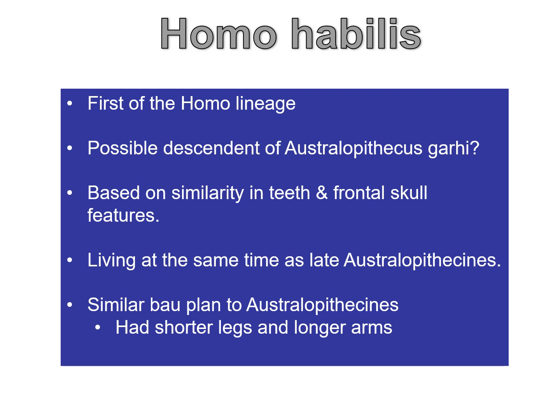He's a possible descendant of Australopithecus garhi. We don't really know, based on similarity in the teeth and frontal skull features, but he was also living at the same time as late Australopithecines. So Homo habilis was existing at the same time as Australopithecus garhi, right? So their timelines overlap a little bit. It had a similar body plan to Australopithecines in that it had shorter legs and longer arms.